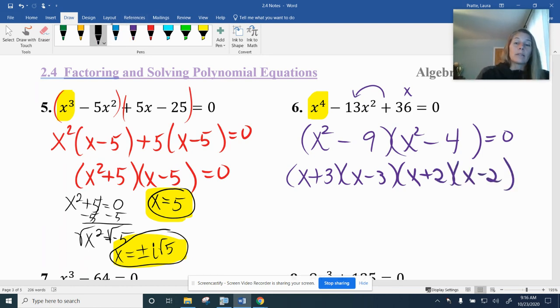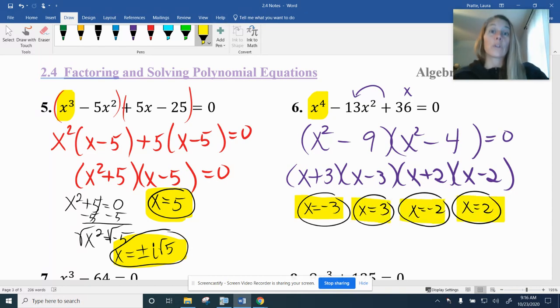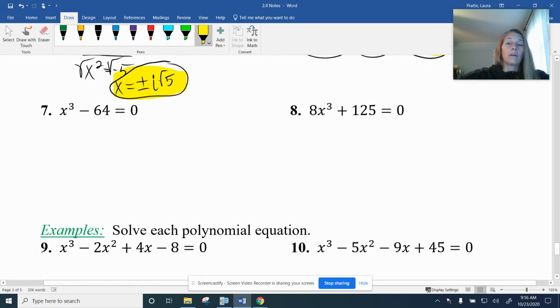And then that means my solutions are going to be negative 3, positive 3, negative 2, and positive 2. So I have 4 real solutions for this problem, and it was an x to the 4th polynomial, so I know there's no imaginaries hiding anywhere. And that's it. All right, so number 7, we have another cubic problem.